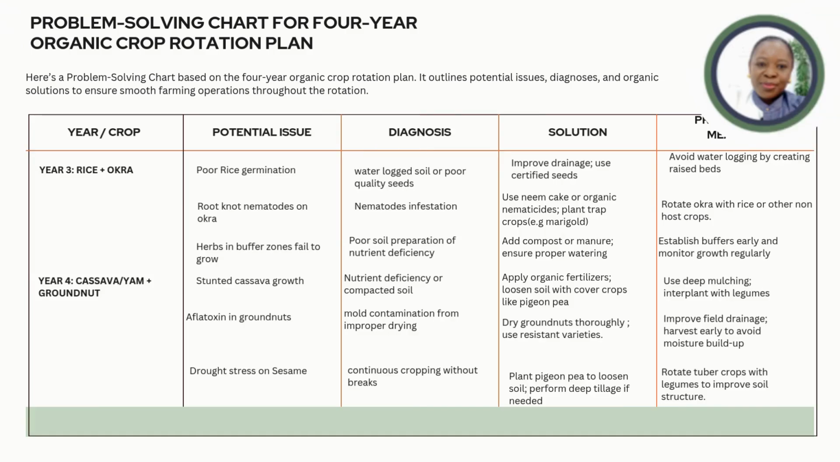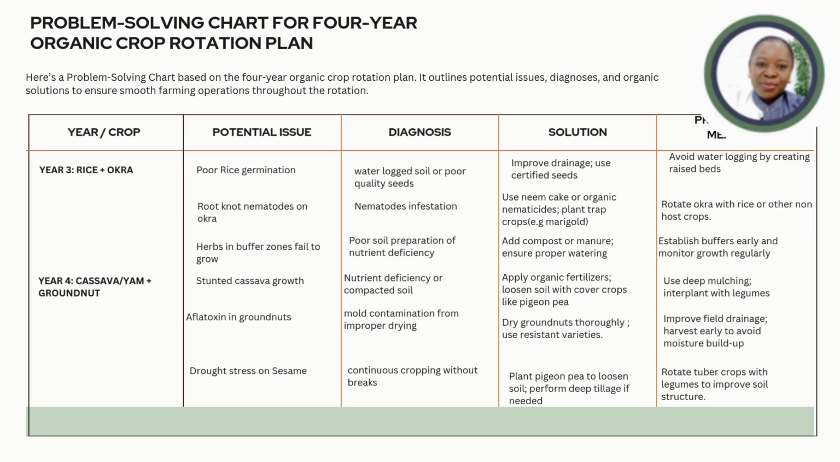Year 3: crops, rice and okra. Potential issue: poor rice germination. Diagnosis: waterlogged soil or poor quality seeds. Solution: improve drainage, use certified seeds. Preventative measures: avoid waterlogging by creating raised beds.